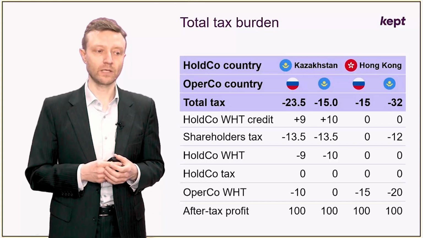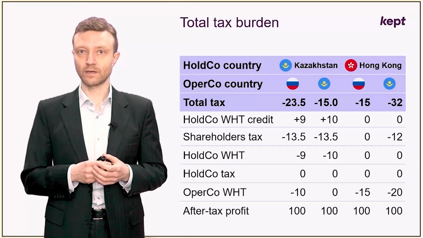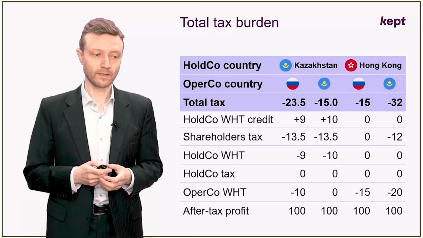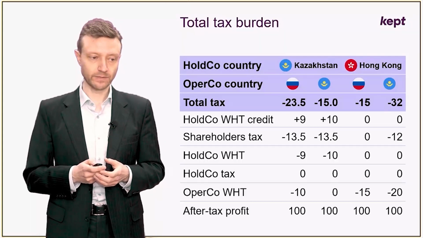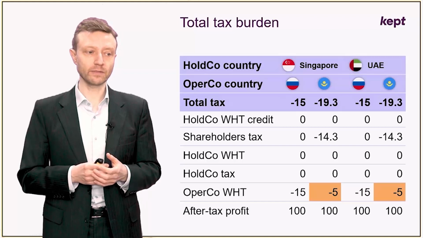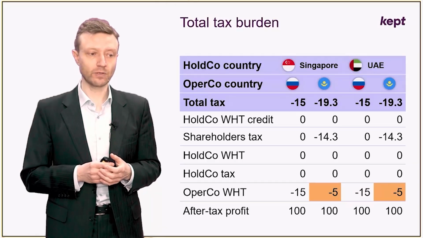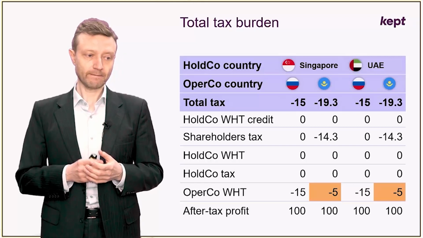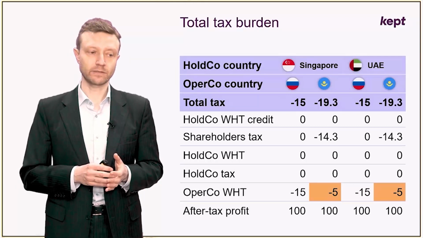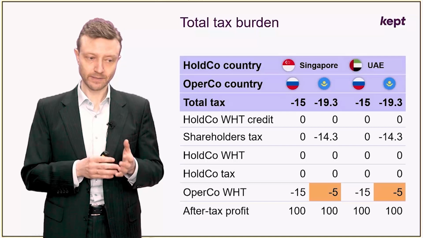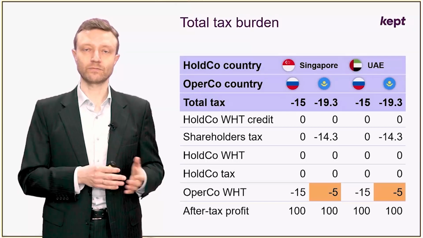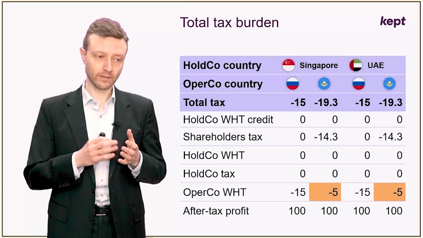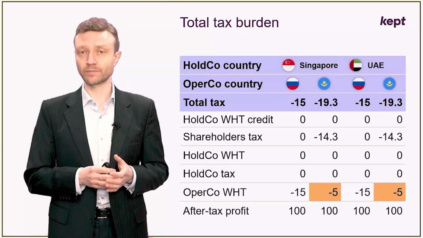good as 15 units if we used Kazakhstan to set up the holding company for the business. And two more examples with holding companies in Singapore and the United Arab Emirates. Again, Russia consistently applies the Russian taxation of dividends. In both cases, it's 15%.